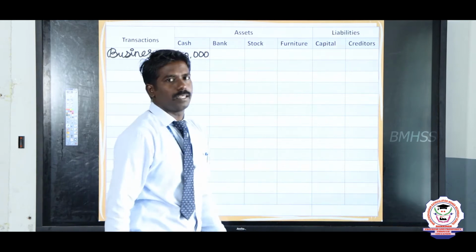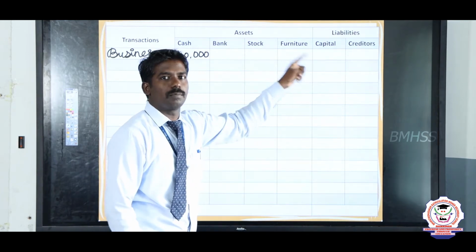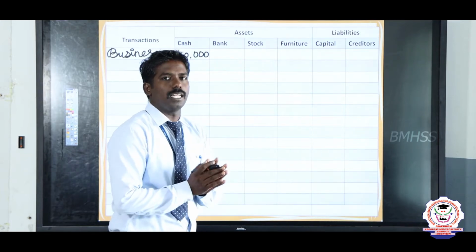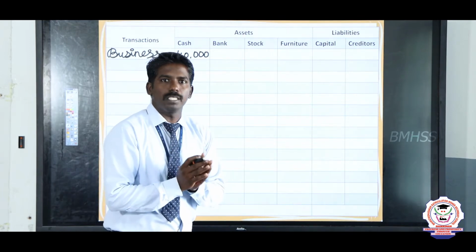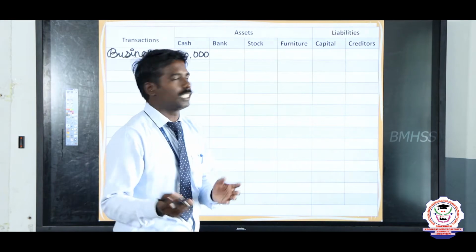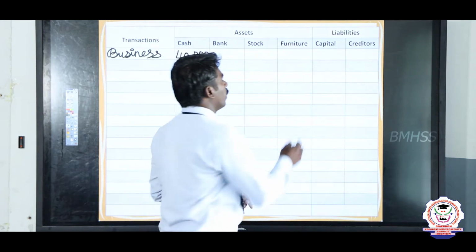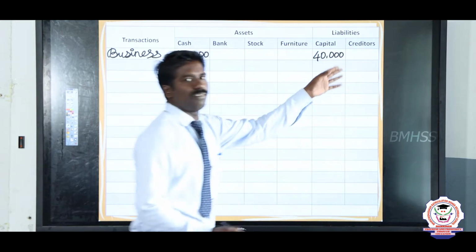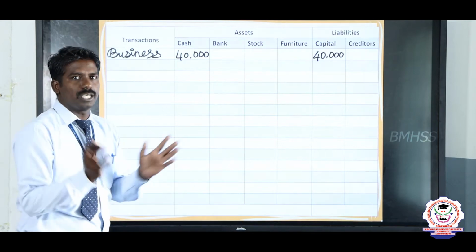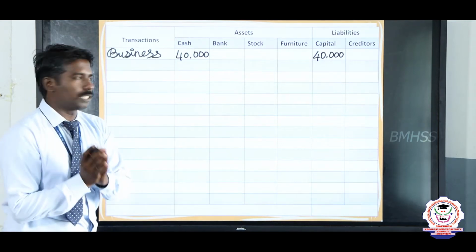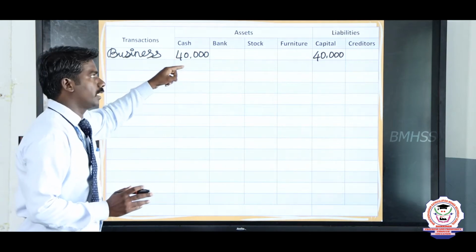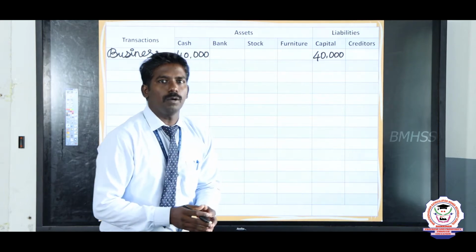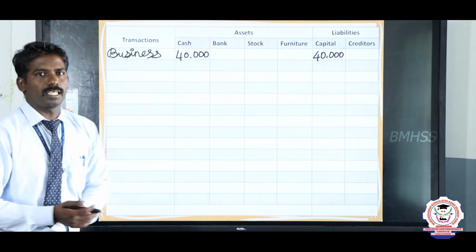Then move on to the capital. The 40,000 rupees is given by the owner, Mr. Raj. This is called the capital of the business organization. From the business point of view, the 40,000 rupees will be repayable to the owner in future days. So write 40,000 rupees in the capital column. There is no effect in creditors. So this is the accounting equation for the first transaction. Business started with cash means 40,000 cash comes inside the business organization, and the same 40,000 rupees is capital, which will be repayable to the owner in future days.